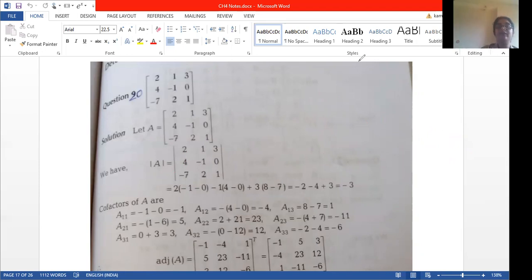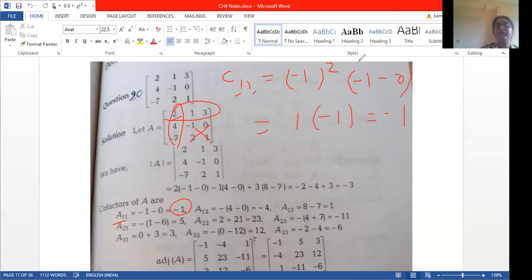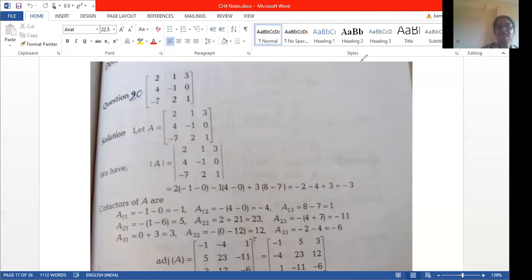Like if this is the first element, so your C11 will be equal to what? Minus 1 to the power of 1 plus 1, that is equal to 2, multiplied by M11. What is M11? Leaving this column and this row, we are left with what? Minus 1 into 1, that will be minus 1, minus 2 into 0 is 0. So it will be equal to minus 1 squared is 1 multiplied by minus 1, that is equal to minus 1. So your C11 or A11, what they have written, is minus 1. Same way, we can calculate this.